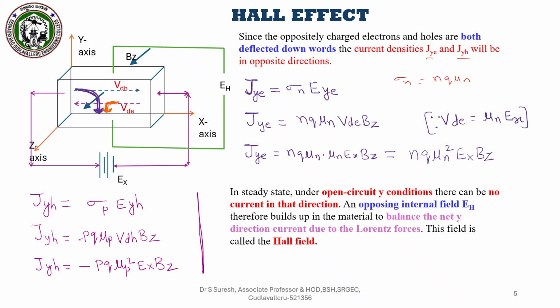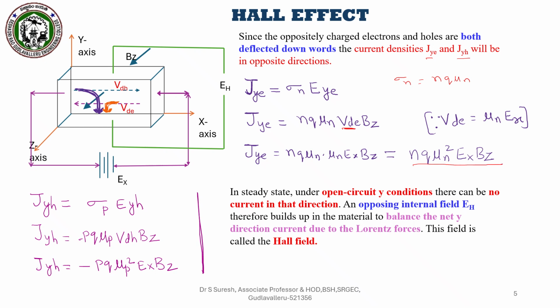And so substituting that sigma n, Jy is equal to n q mu VDE Bz. Also we know that velocity is directly proportional to applied electric field. To remove the proportional symbol, we are introducing a coefficient mu n. So in the place of this VDE, we are going to keep this mu n. So Jy is equal to q place of VDE into P. So finally Jy expression is equal to nq mu n square Ex Bz.